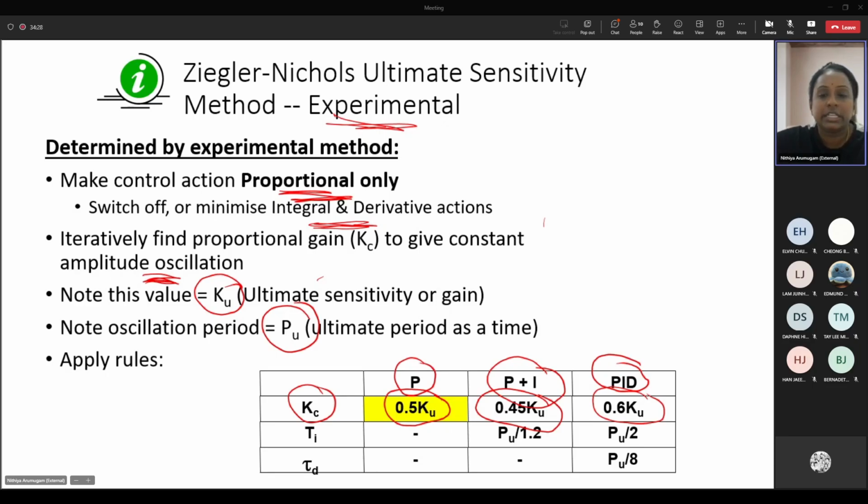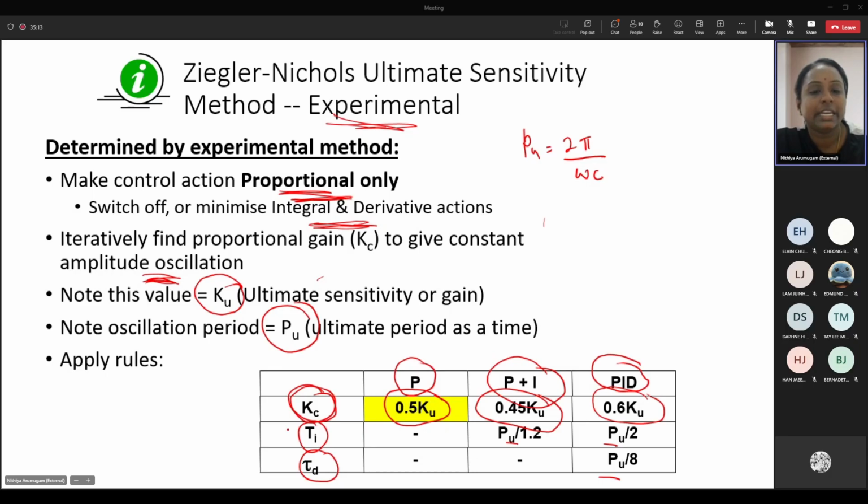If you notice here, KU is the ultimate gain and PU is the ultimate period. How to calculate PU? PU will be 2 pi over the critical frequency. So this can be calculated with that. And if you notice, all the TI and tau D are expressed in terms of PU only, and K, the controller gain, is expressed in terms of the controller ultimate gain, KU.